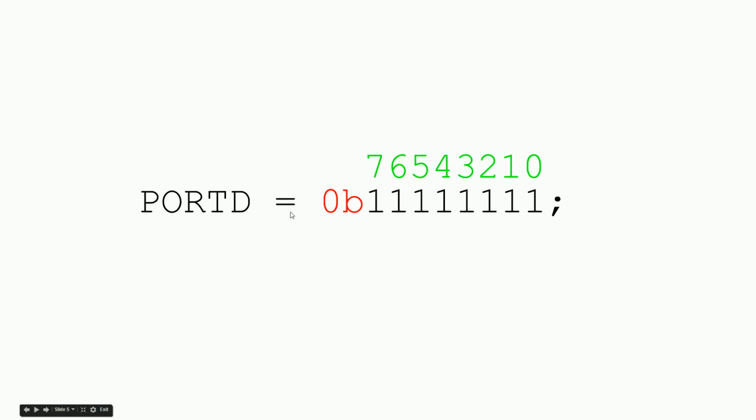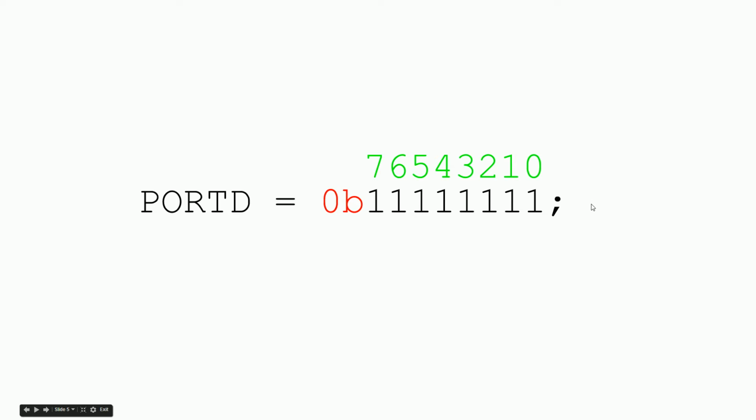So when you write to it, you write a whole byte as 1s. So that's what we're doing, port D. We're saying port D is equal to all 1s. And that means the first digit over here on the right would be PD0, so that would be pump 0. Pump 1, pump 2, all the way up to pump 7. And because all of them are set to 1 here, that means all pumps would be turned on.